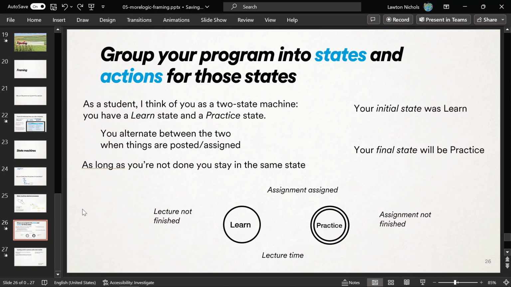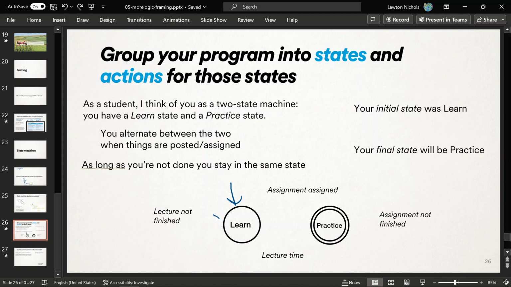All right. So again, you walk into the class, there's nothing to do yet. I haven't assigned anything. So you start out in the learn state. That's your initial state. There's a concept of initial state. So that's like the arrow coming in. And then you're going to move around between states when I have a lecture or I post things.